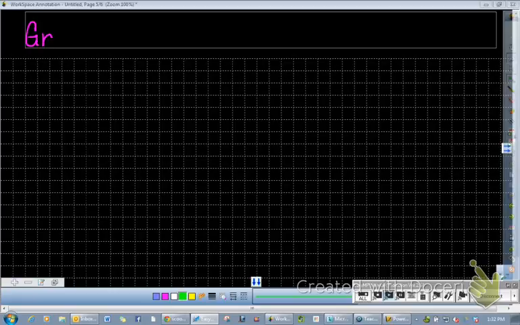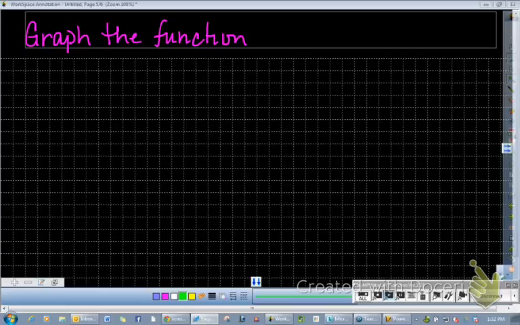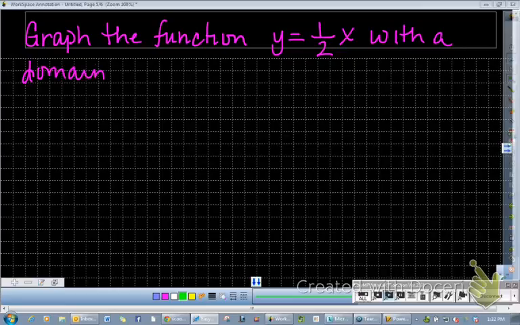The next one's going to tell you to graph the function y equals 1/2 x with a domain of 0, 2, 4, 6, and 8. Okay, so it gave you, once again, a very specific domain. It didn't say it could be anything. It said your x's have to be this.